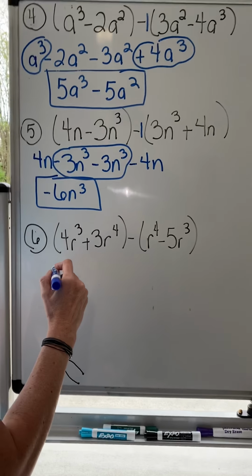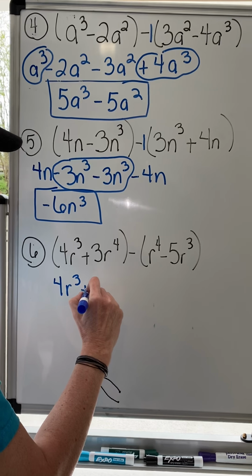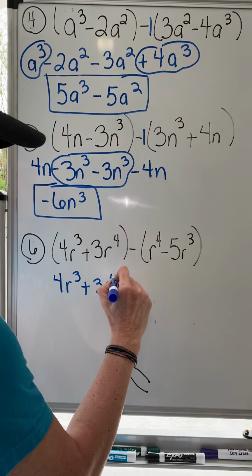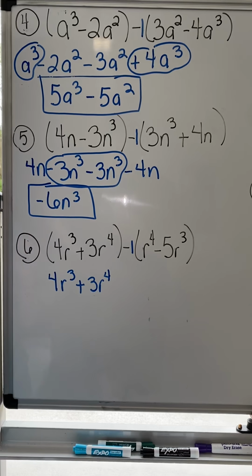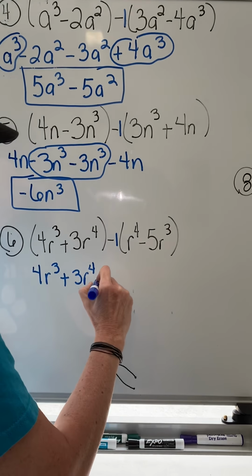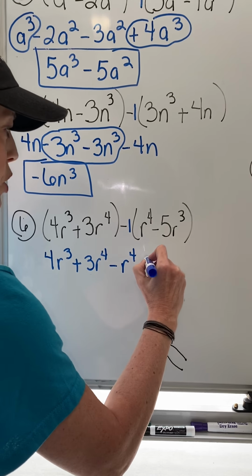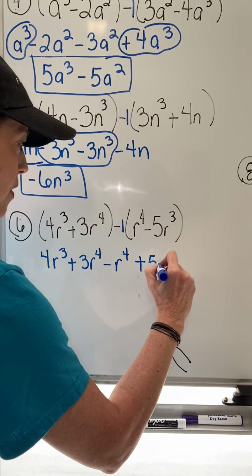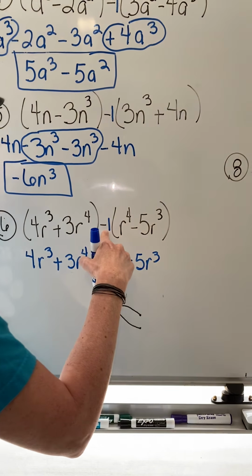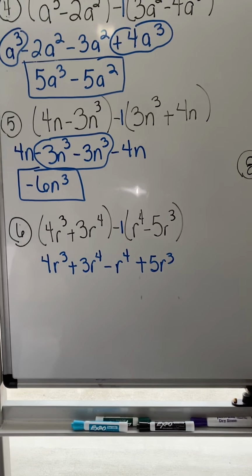So the first thing I'm going to do is write this as 4r to the third plus 3r to the fourth. Pretend like there's a negative 1 right there. Distribute that among those two terms. So that's going to be a negative r to the fourth, and this is going to change to a positive 5r to the third, because a negative times a negative is a positive. So now I'm going to combine my like terms together.